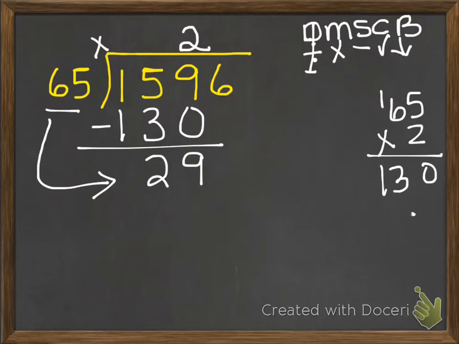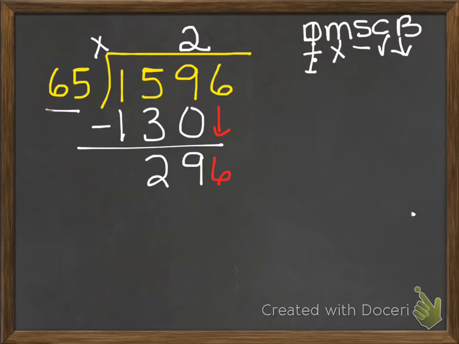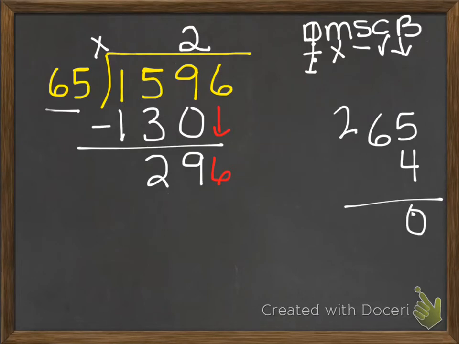So now that I've got 29, the next step is to bring down the next number. So now I've got 296. So let's see. If I remember from what I did earlier, if 2 times 65 is 130, then perhaps I should multiply it times maybe 4. So 4 times 5 is 20. 4 times 6 is 24 plus 2, 24, 25, 26. That looks pretty close. So I'll write my 4 up here.